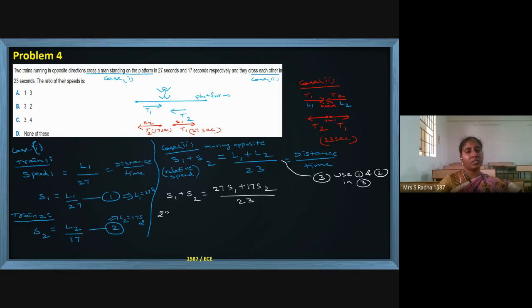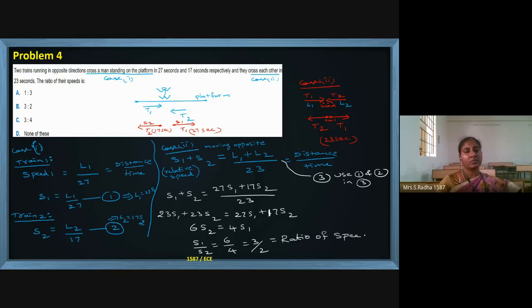So 23 S1 plus 23 S2 equals 27 S1 plus 17 S2. Bring all S1 together on one side and S2 on the other side, and you will have 6 times S2 equal to 4 times S1. S1 divided by S2 is 6 by 4, which is nothing but 3 by 2. This is the ratio of the speeds of trains 1 and 2.